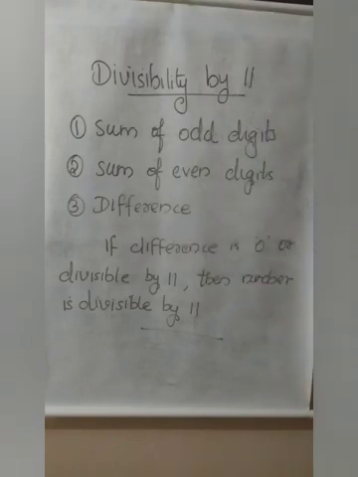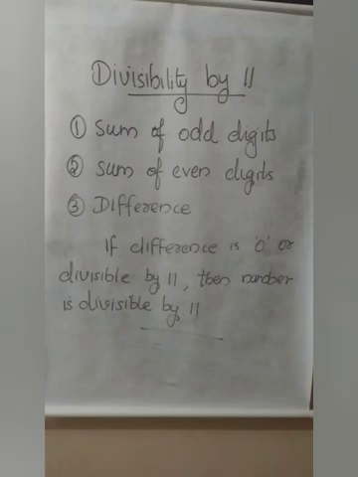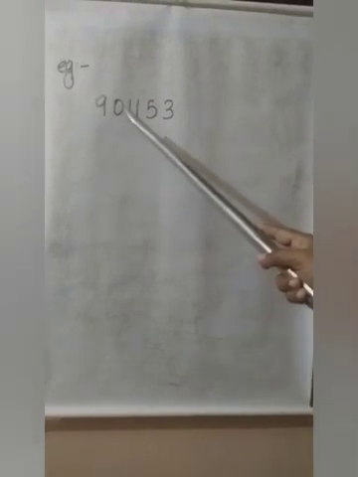What do I mean by the sum of odd digits and the sum of even digits? When you get a number, for example a 6-digit number, just name the places 1, 2, 3, 4, 5, 6. In that, the places 1, 3, 5 are odd digits, and 2, 4, 6 are even digits. We can discuss this with an example. Example, this is a number 9,01,153. We need to check the divisibility by 11.